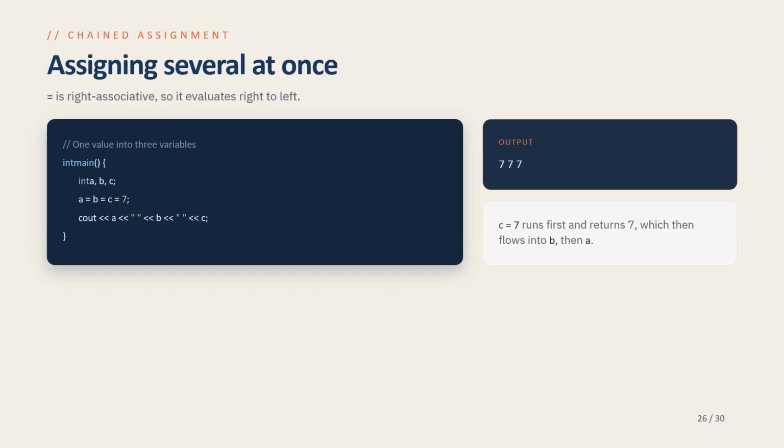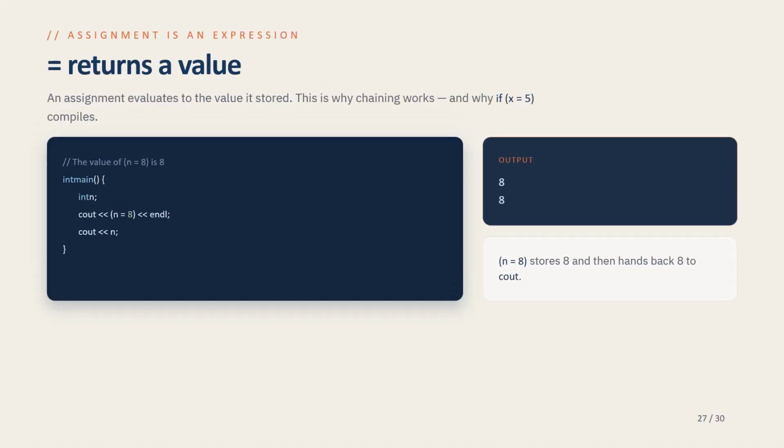Next is about chained assignment. C++ allows multiple variables to be assigned the same value in a single statement. The assignment happens from right to left. Next is assignment as an expression. Here the assignment operation also returns the assigned value. This feature enables chained assignment and also explains why accidentally using equal to inside conditions can cause bugs.